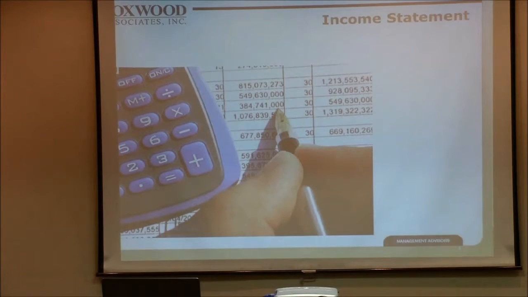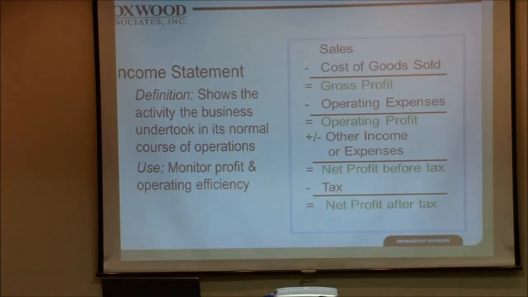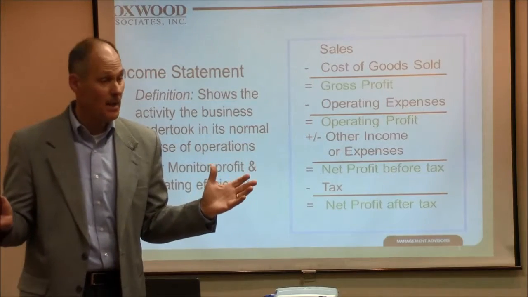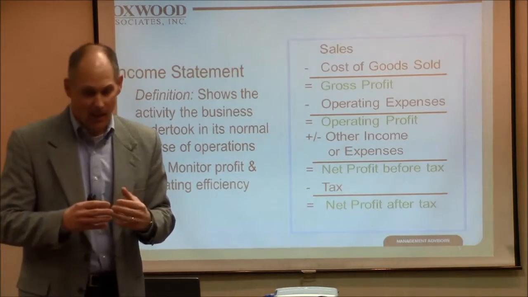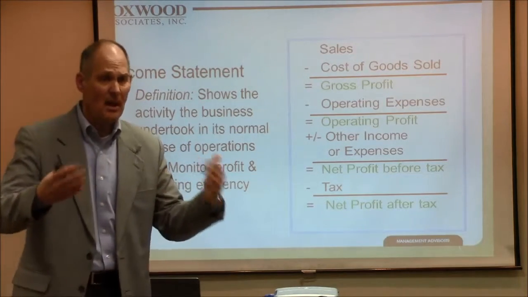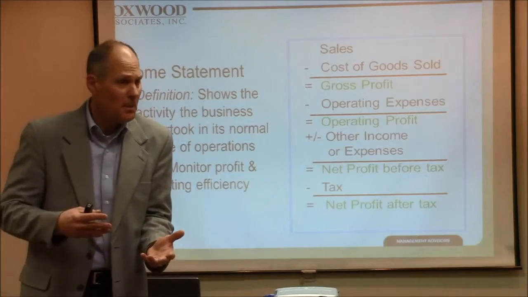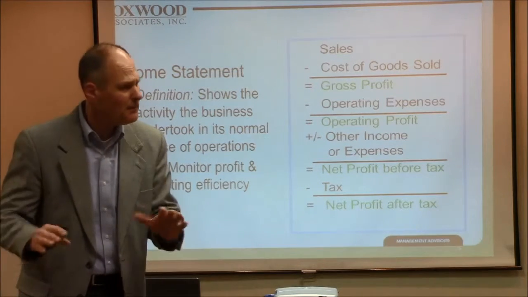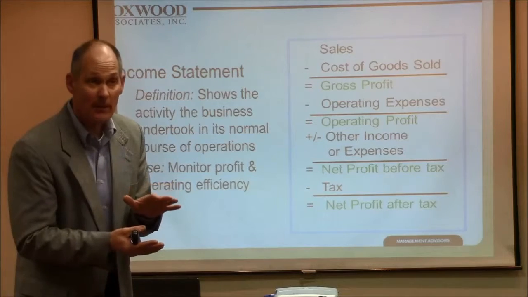Let's break these down. Talking about the income statement, start with that one. The income statement shows the activity the business undertook in its normal course of operations. And let me say this about income statements and businesses. There are simple business models and there are complex business models. An attorney or a consultant, pretty simple business models. I have income, I have pencils, I have paper, I have some copying expenses, I have my wages, and that's about it. It could be that simple, right? Very, very simple. And the income statement would be very simple.